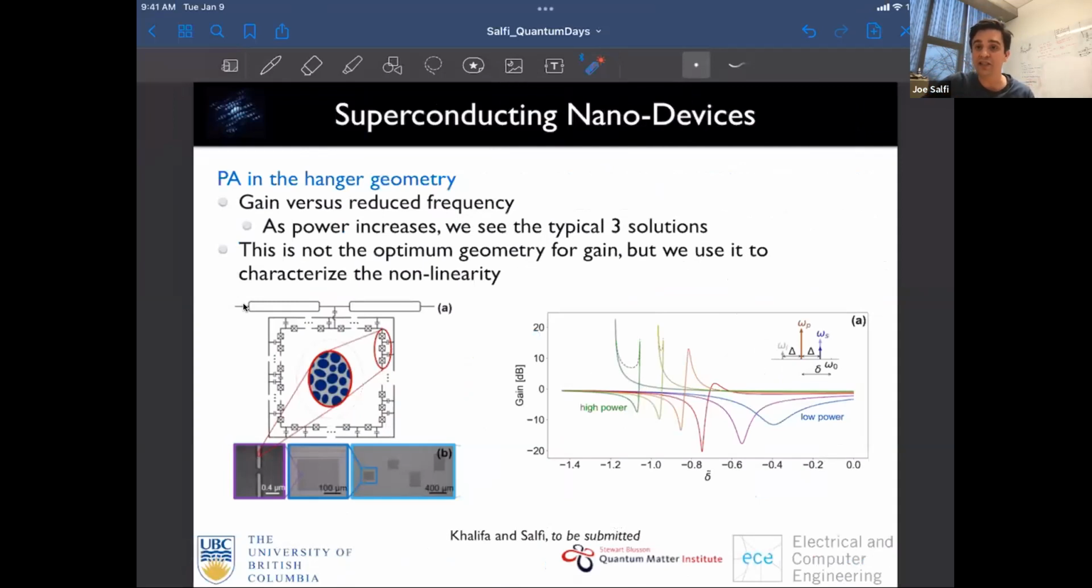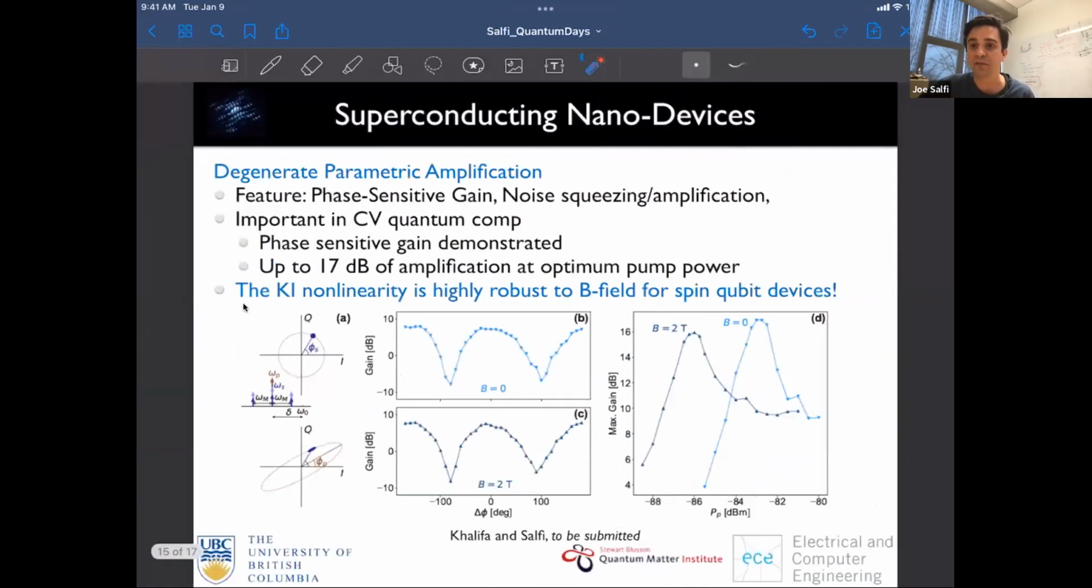Then our next step is let's use that as a means to do amplification. I'm going to skip through this slide and just show you the basic punchline, which is that when we control the relative phase between the signal and the pump, which in a degenerate case are at the same frequency, so we are modulating the signal, we get a phase sensitive gain, and this can be used for noise squeezing and amplification, or parametrically enhancing couplings between qubits.